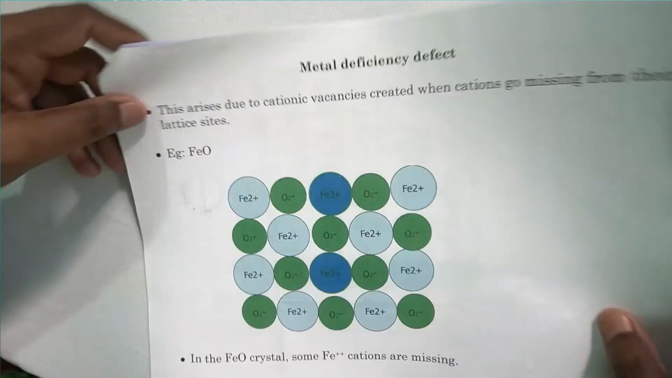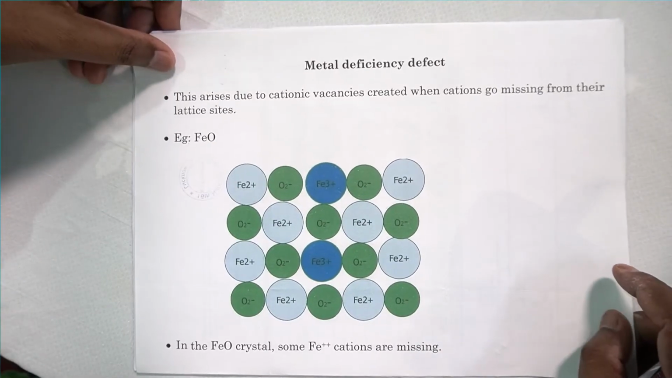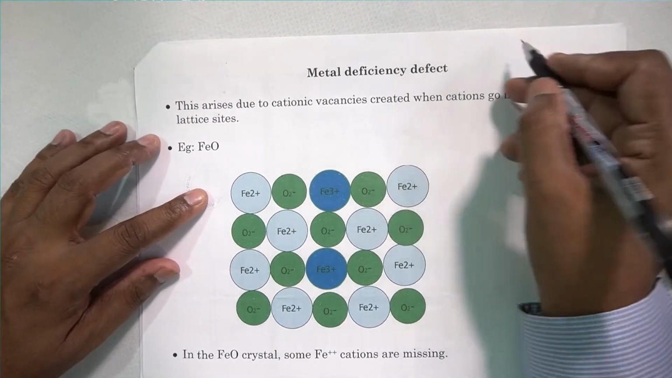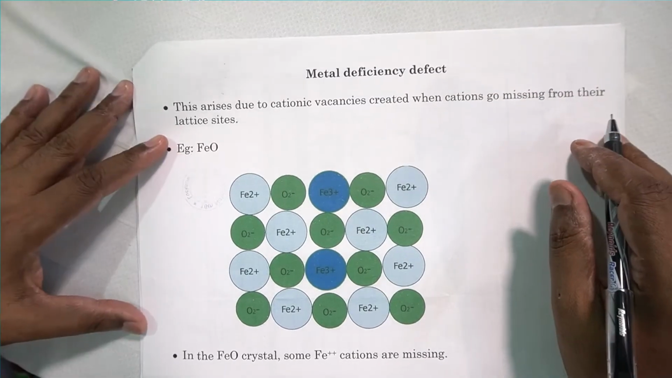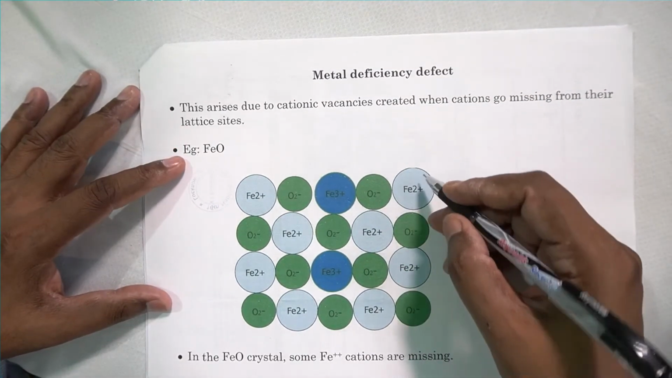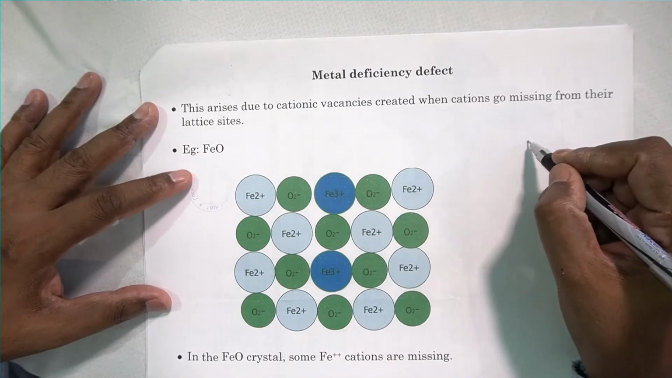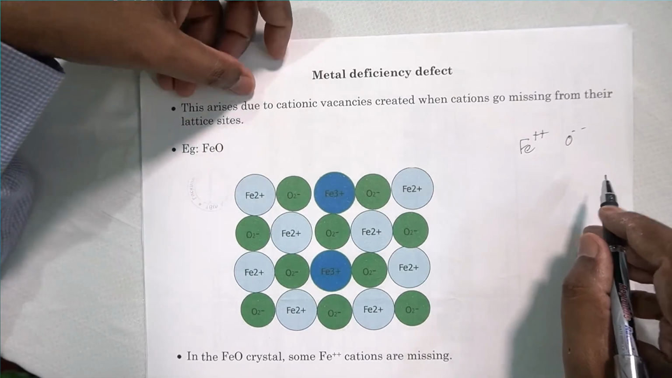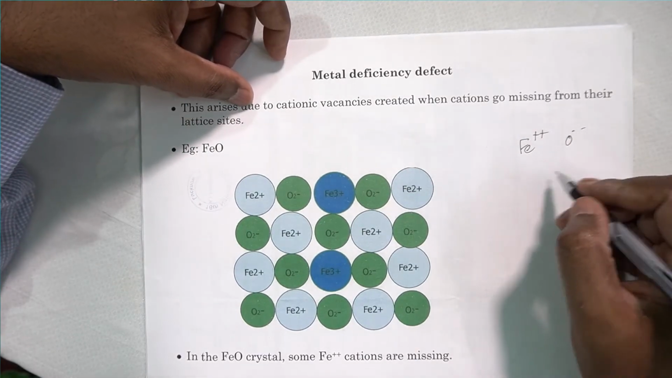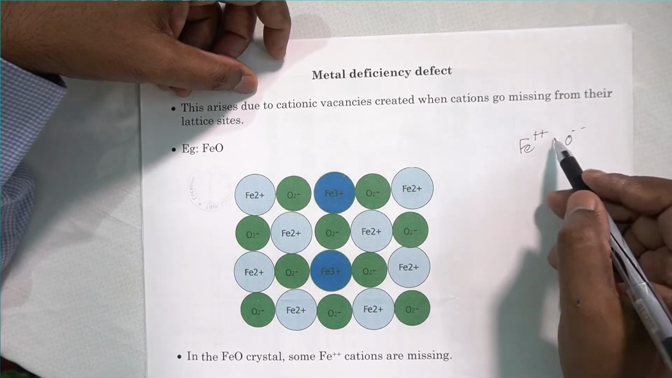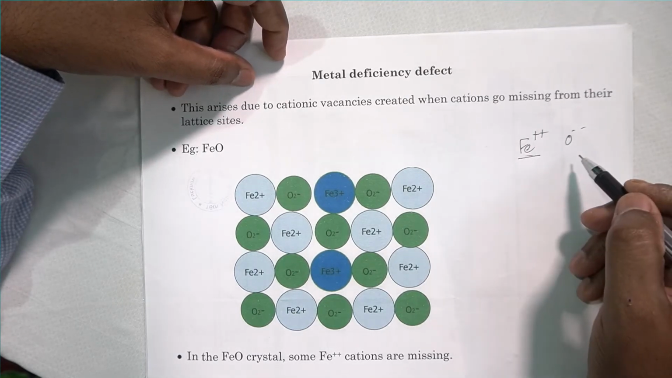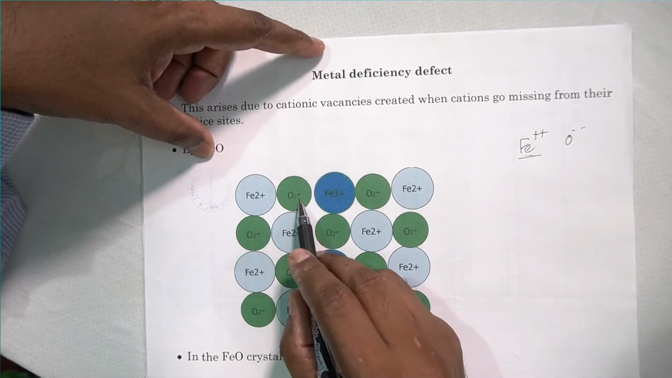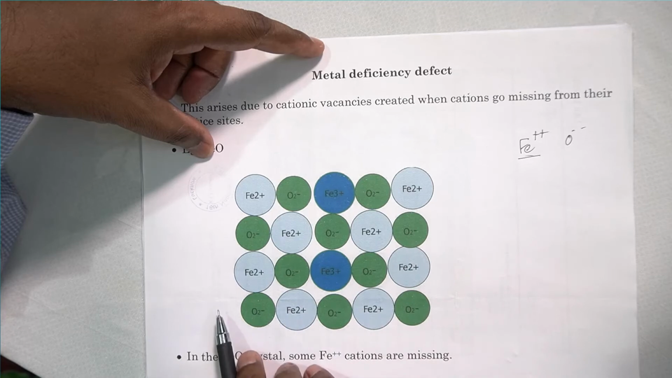Now the other kind of stoichiometric defect is the metal deficiency defect. As you know, it shows there is a deficiency of metal. It is very common in materials like the FeO crystal. In FeO, Fe is in the +2 state and O is in the -2 state. Ferrous oxide, or iron(II) oxide, whatever you call it. What happens is cations go missing from the lattice sites. Look at the crystal here: Fe2+ and O2-, they are very perfectly arranged.